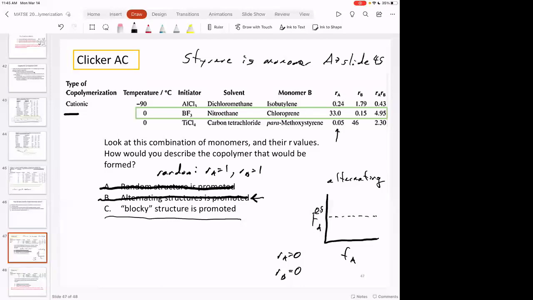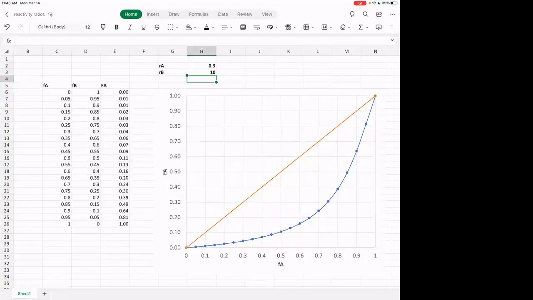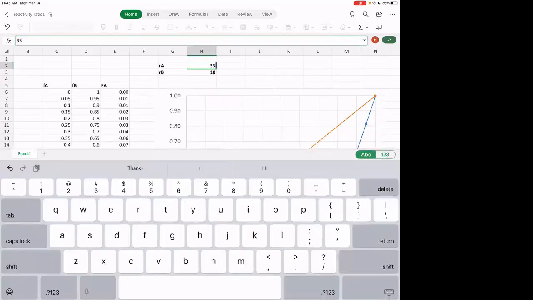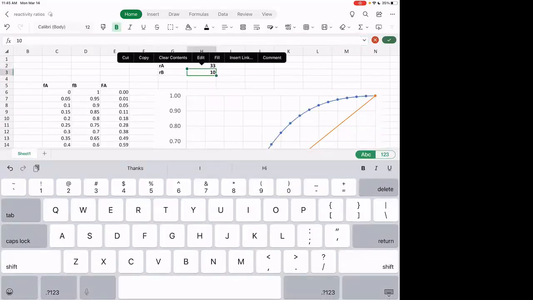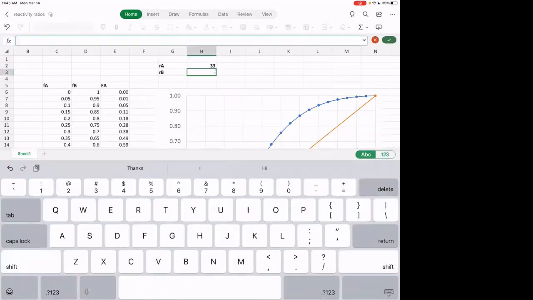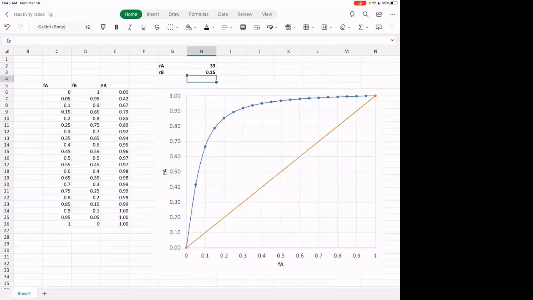So let's go to our spreadsheet. RA, this is 33. This one was 0.5. 0.15. Okay, so this is the situation. We have high RA, right? And so under all conditions, the polymer is going to be enriched in A. What happens when we use up all of monomer A and we have some B in there? Only B can add.